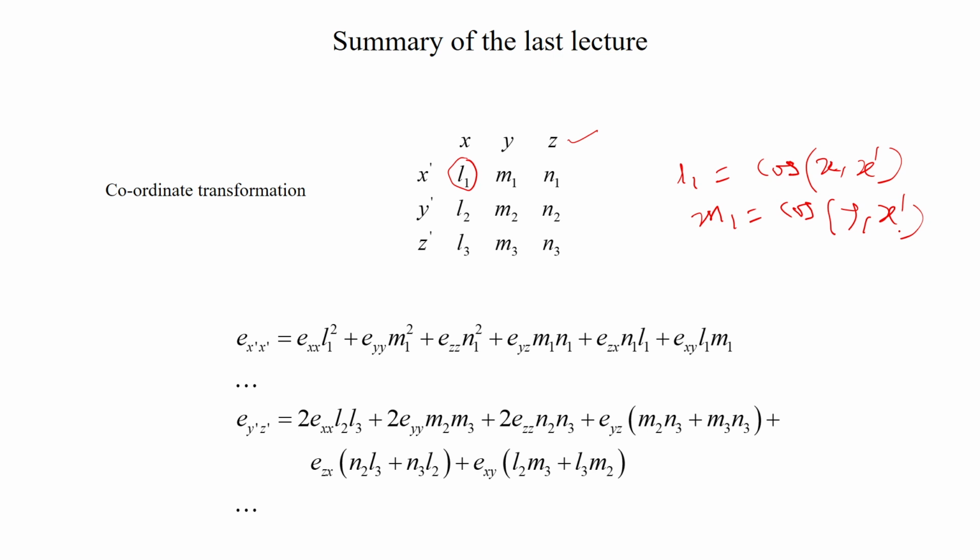These are the direction cosines, and with these direction cosines one can express the strain component E_x'x' in terms of E_xx, E_yy, E_zz and so on, using this equation. We can also express the shear strain E_y'z' in terms of the strain components E_xx, E_yy, E_zz, E_zx, E_zy and E_yz by this kind of expression. All this we covered in the last lecture.